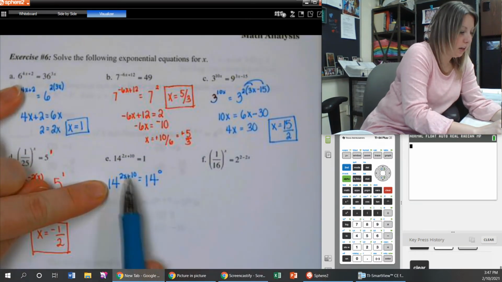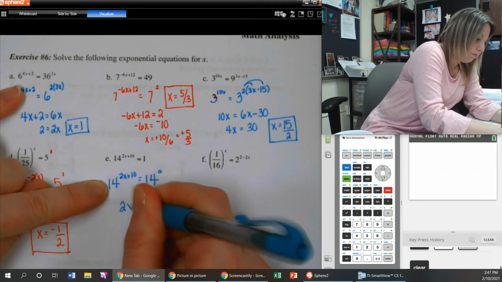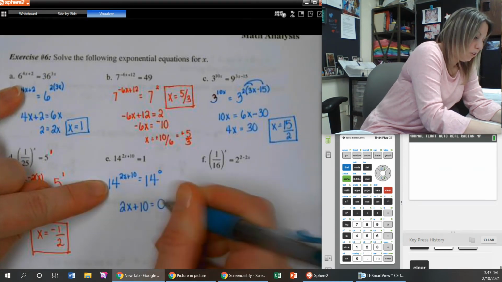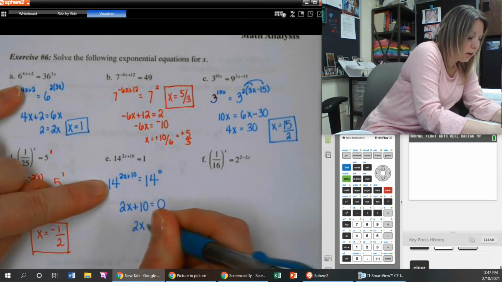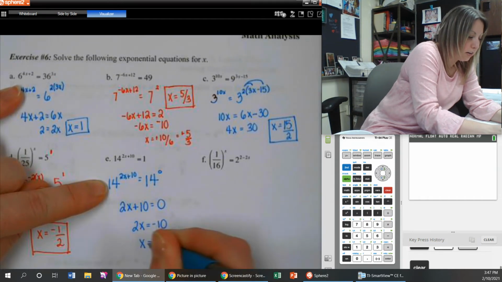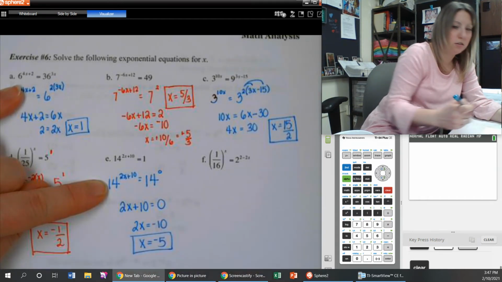Same base, set the exponents equal. Subtract 10, 2x equals negative 10, divide by 2, x equals negative 5. Back to a small integer.